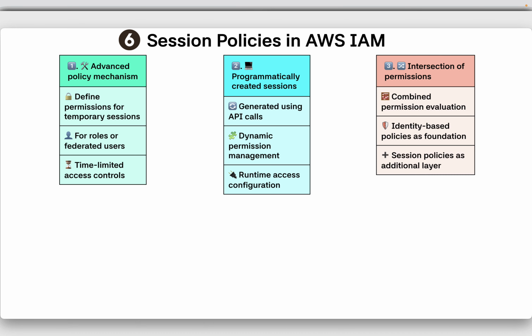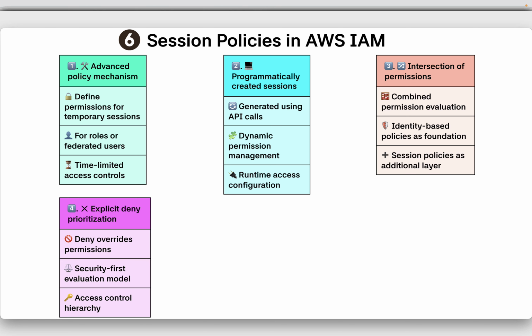Intersection of permissions. The effective permissions for a session are determined by both the identity-based policies of the IAM entity and any session policies applied. Again, explicit deny prioritization. Any explicit deny in any applicable policy will override permissions granted by others.